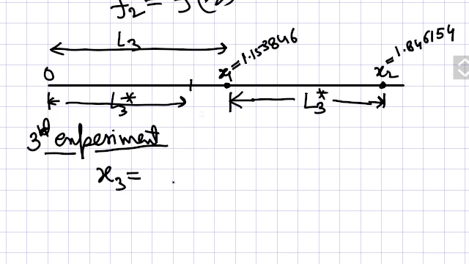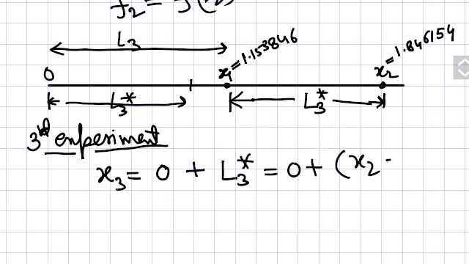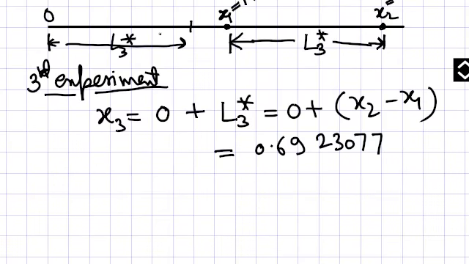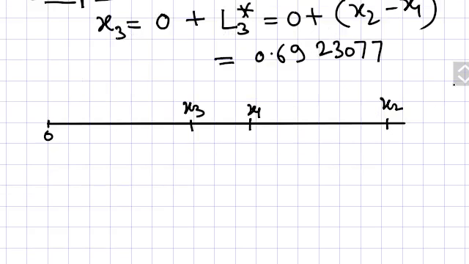So what will be the x3 point? You can guess that it is A, which is 0, plus this distance, and how much is this distance? This is L3. So you can write it this way also, and the L3 distance is x2 minus x1. Now when you do all these things, you will get 0.6923077. This is the x3 point. So you can show your x3 point here. Now I am showing it on a different graph, so this is the actual location of the x3 point.